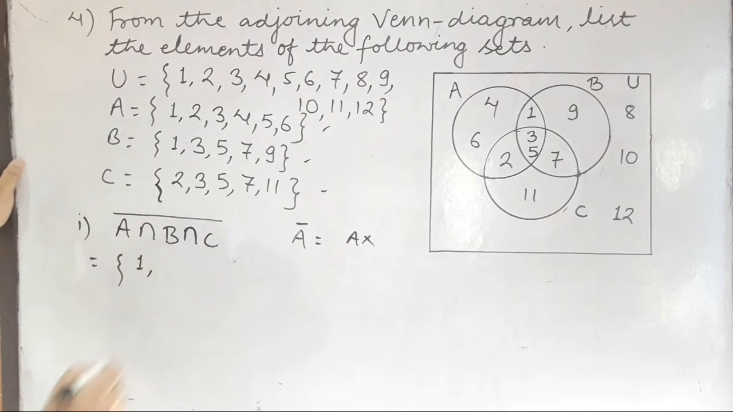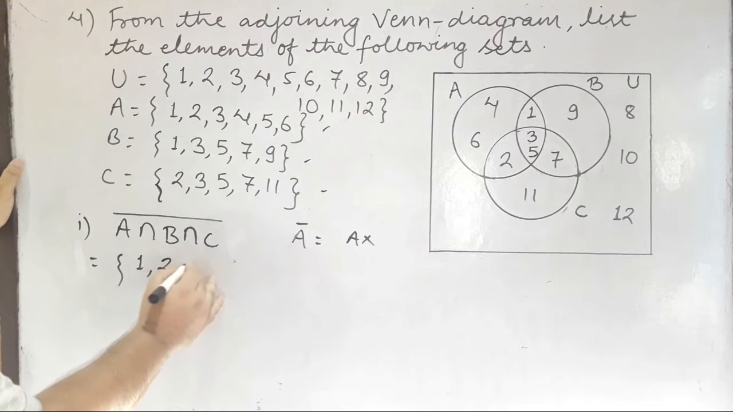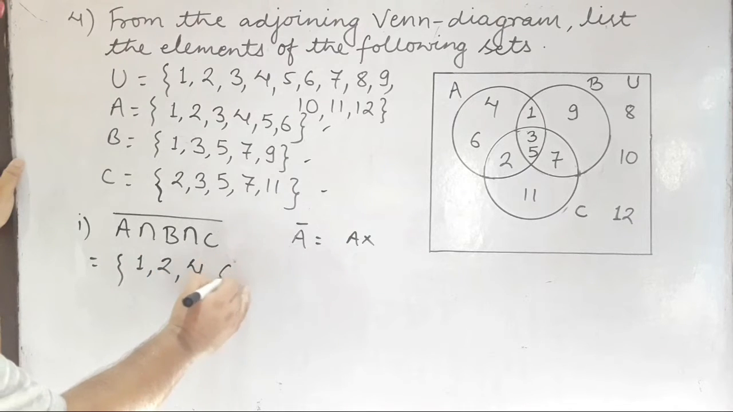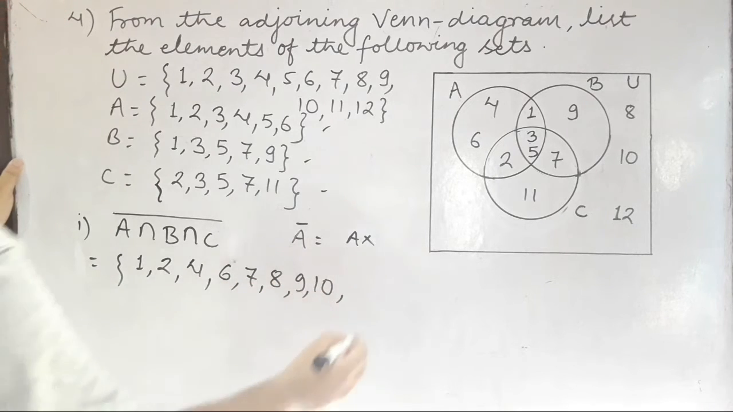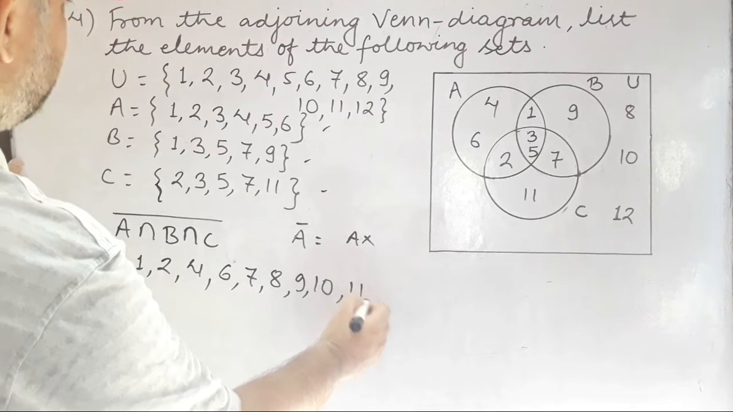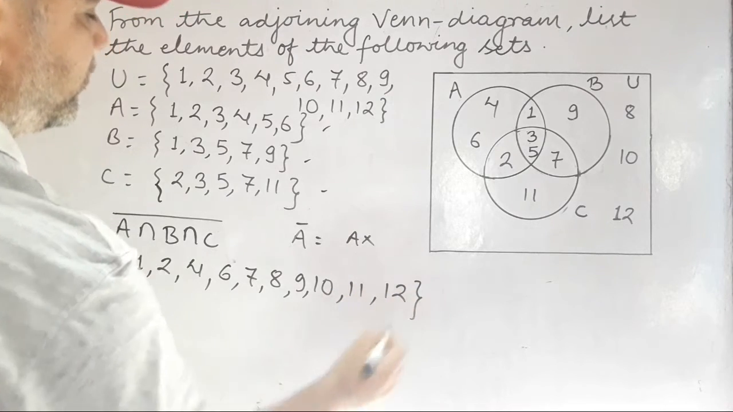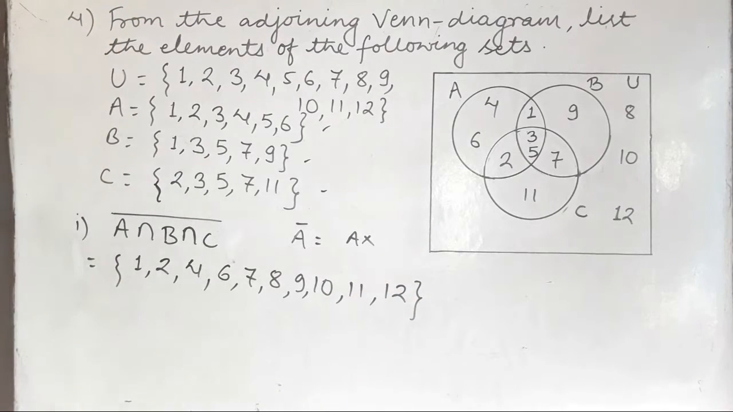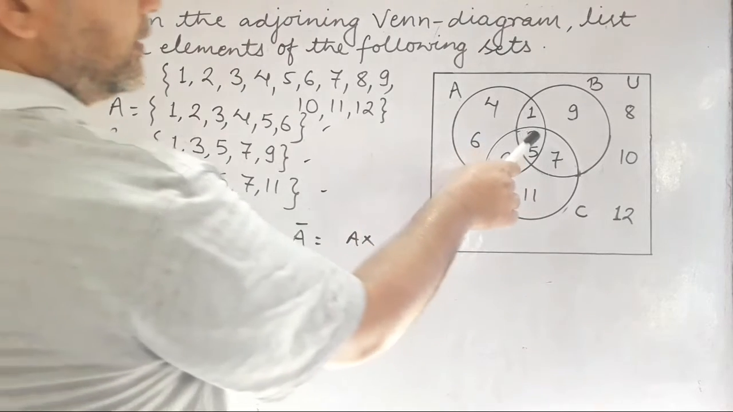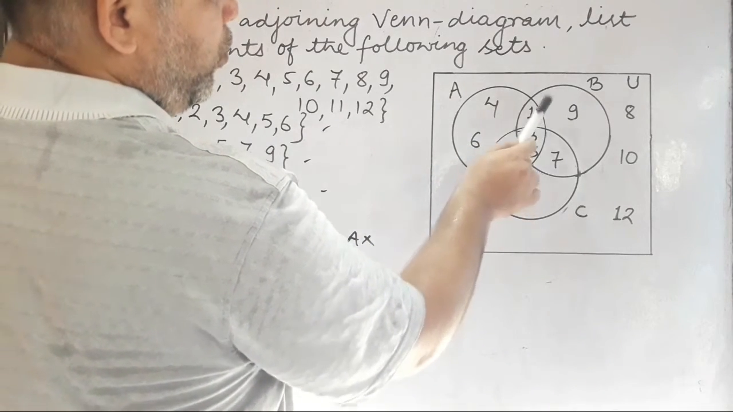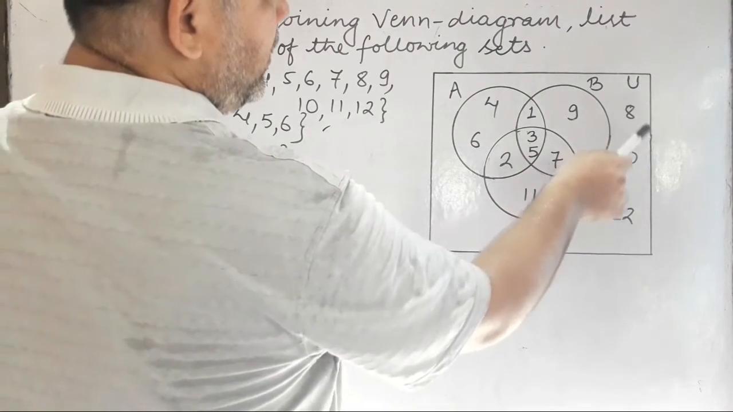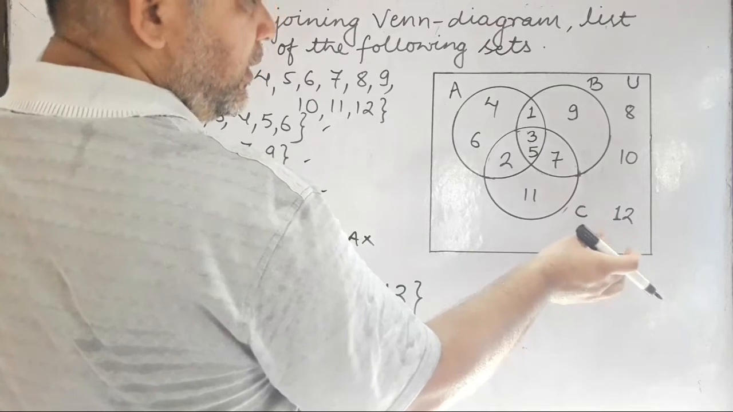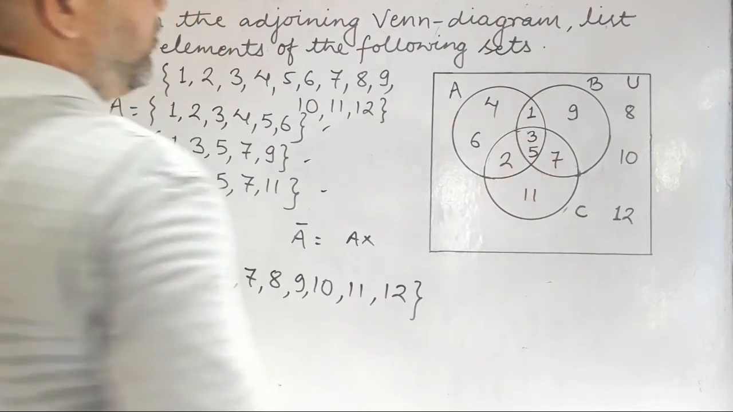So 1, 2, except the element 3 and 5. 1, 2, 3 we cannot write, 4, 5 we cannot write, 6, 7, 8, 9, 10, 11, 12. Okay. That means except elements 3 and 5: 1, 4, 6, 2, 7, 9, 11, 8, 10, 12. We shall write these elements except 3 and 5.